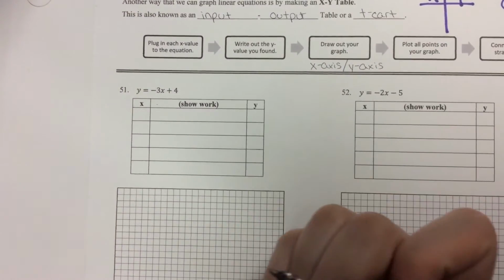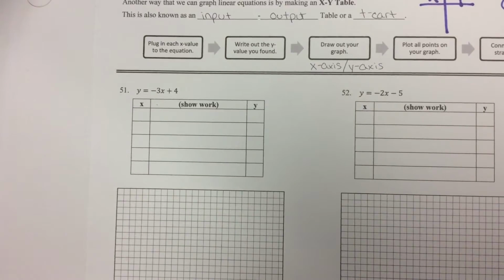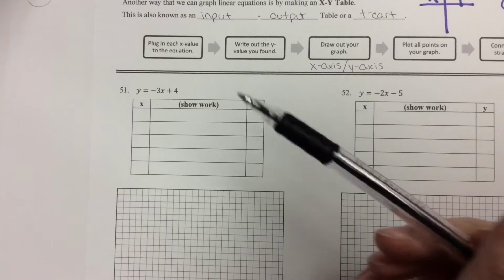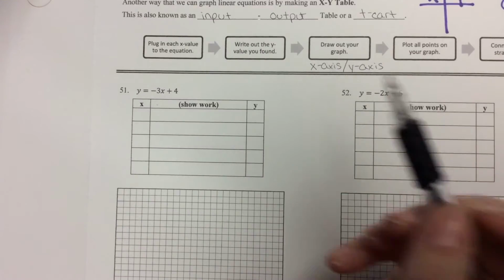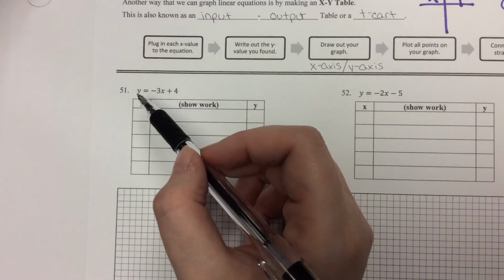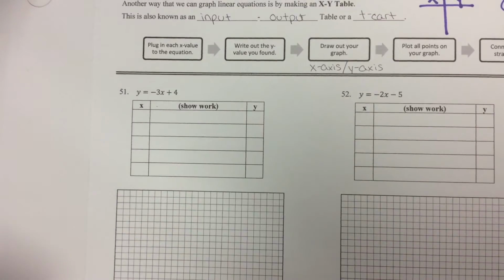We have the equation y equals negative 3x plus 4, and this is in slope-intercept form. So what you're going to do is plug some numbers in for x, your inputs, and see what kind of an output you get, what kind of an answer you get for y. So the first thing you might be asking yourself is, what numbers should we use?